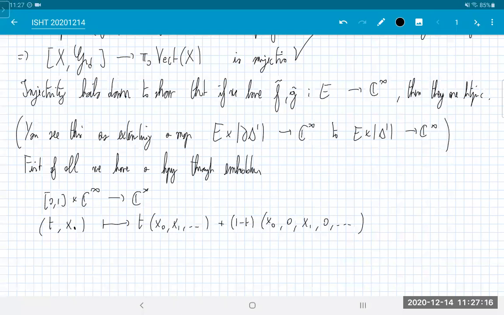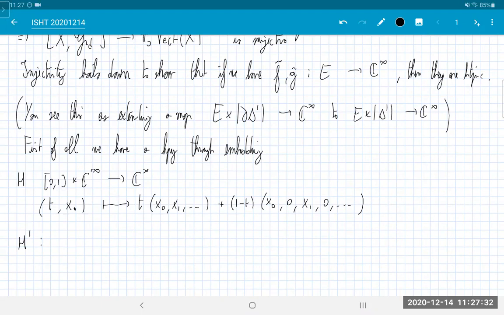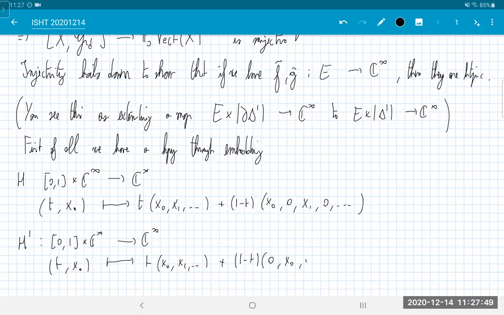You can check that this map is a linear embedding for every T. It's injective for every T. That I'll leave to you as an exercise; it's really not hard. And we also have this H prime, which is its little brother that moves you into the odd numbered coordinates.